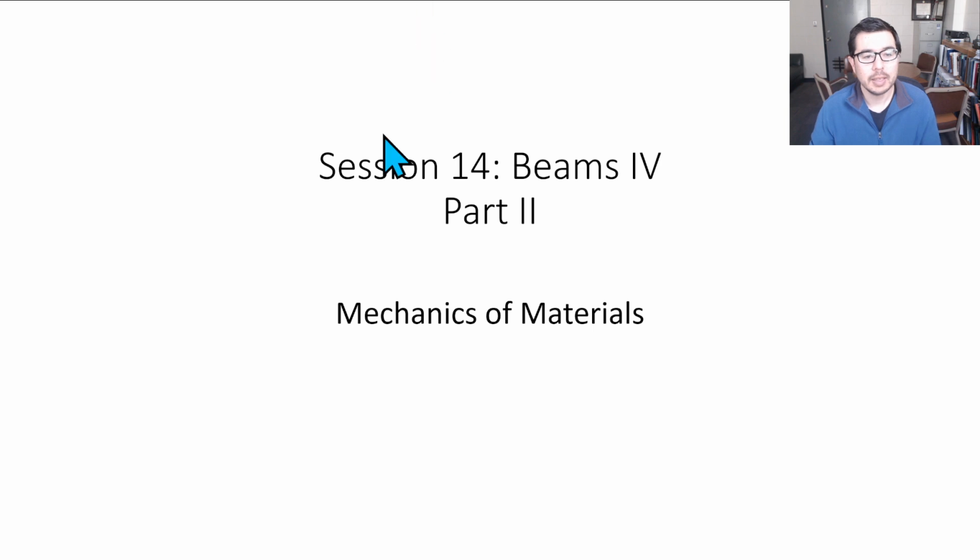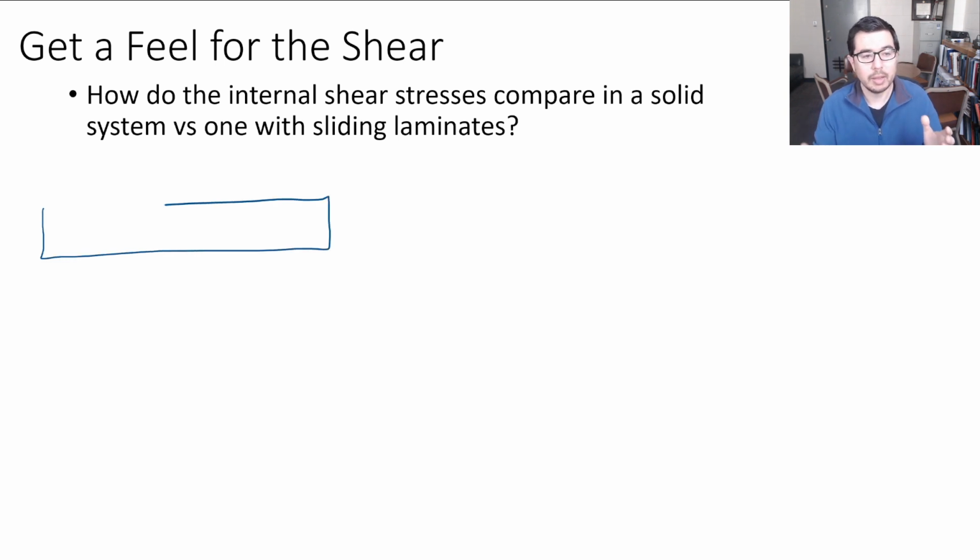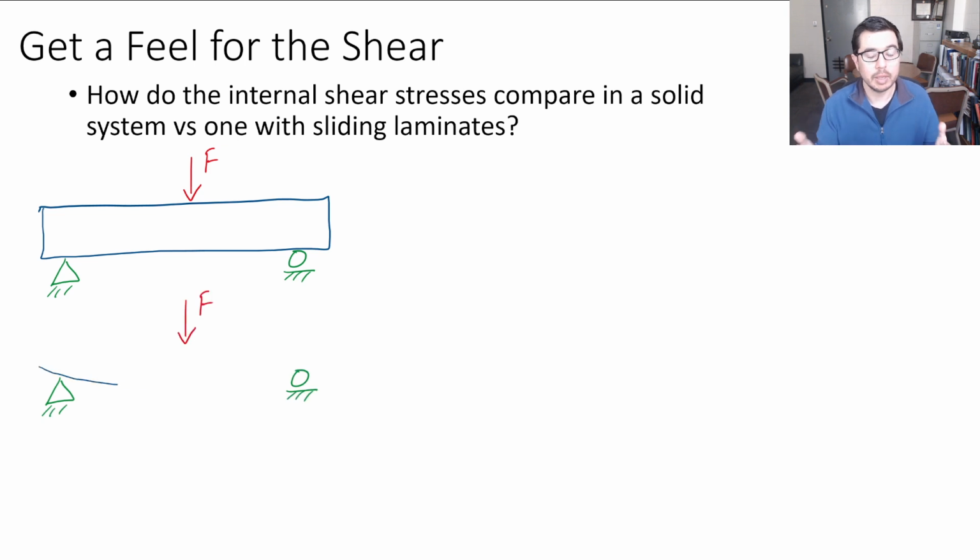So to get a feel for what is happening with internal shear stresses in a solid beam, let's take a look at breaking a beam into a series of thin laminates. Here we have our beam, simply supported on two ends with a force acting in the middle, and we expect it to bend as we see here. So there's going to be some internal bending moment and some internal bending stresses, which we've covered previously.